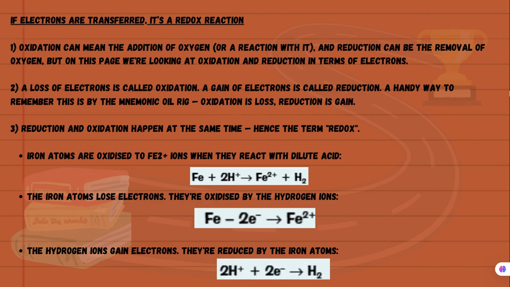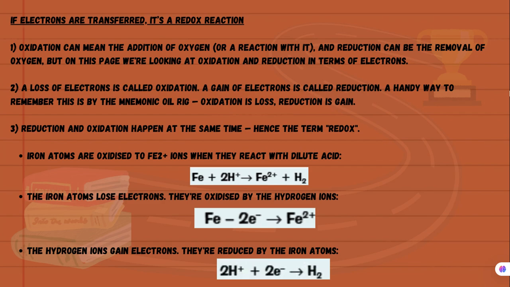If electrons are transferred, it's a redox reaction. 1. Oxidation can be the addition of oxygen or a reaction with it. Reduction can be the removal of oxygen, but on this page we're looking at oxidation and reduction in terms of electrons. 2. A loss of electrons is called oxidation. A gain of electrons is called reduction.